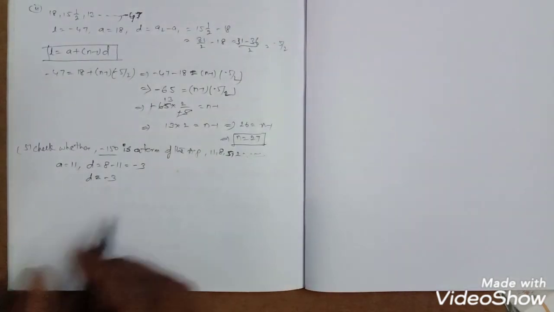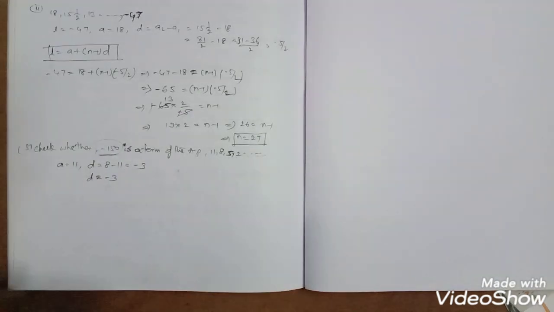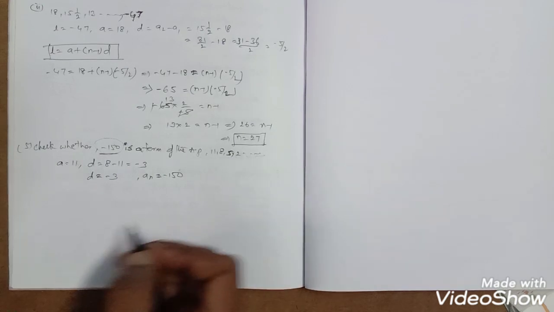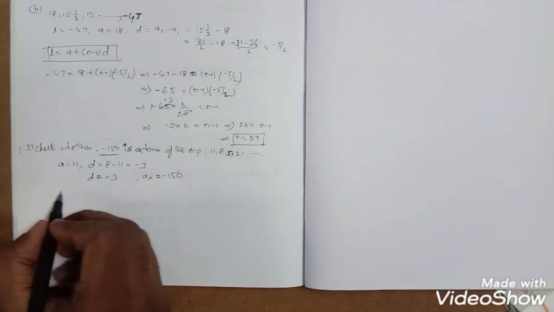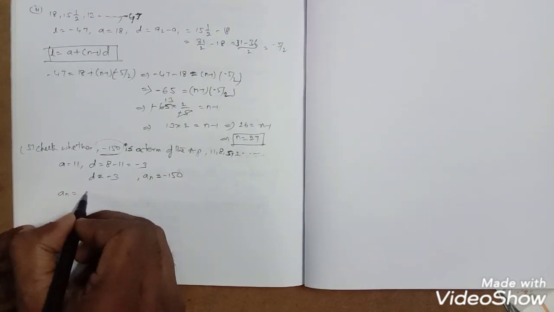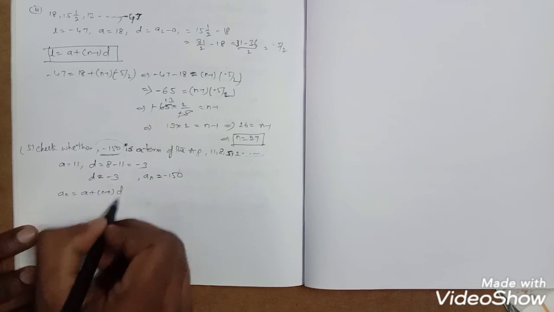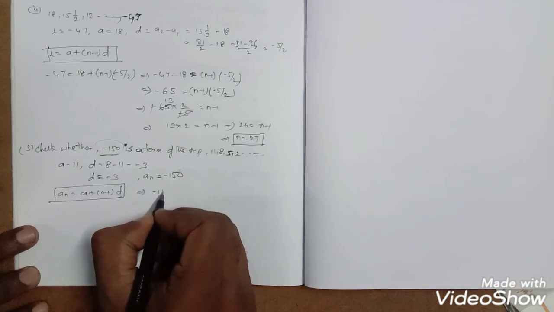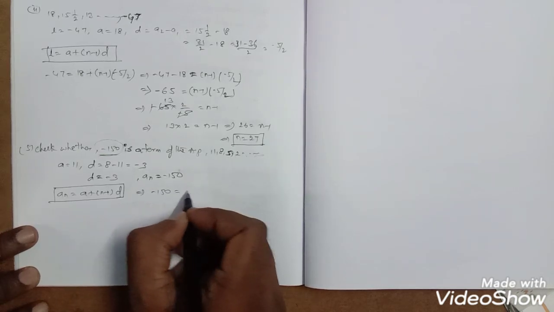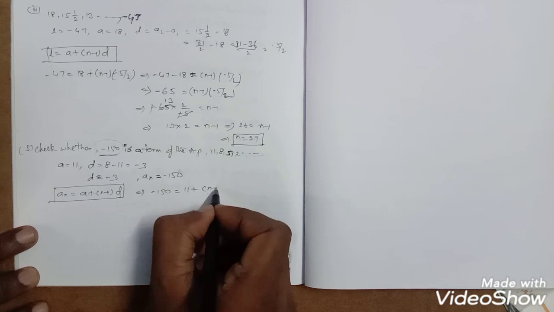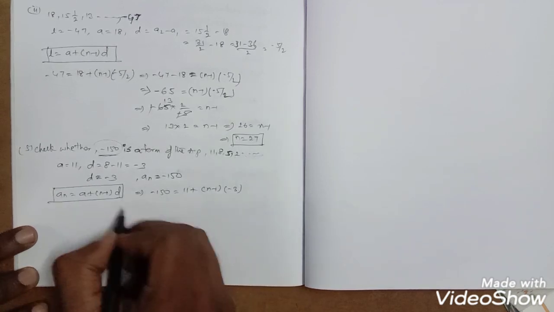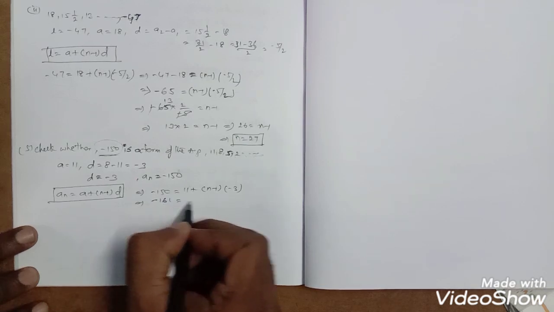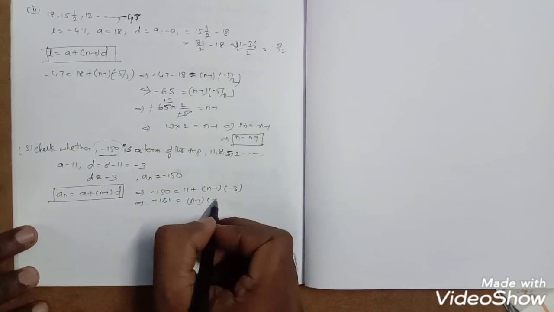And which term have they given? Minus 150. So here an is equal to minus 150. Next you have to find the value of n. Now substitute in your formula, that is an = a + (n minus 1)d. So in this formula if you substitute, you will get minus 150 is equal to the a value, 11, plus (n minus 1) into minus 3. Now send this 11 here, you will get minus 161 is equal to (n minus 1) into minus 3.